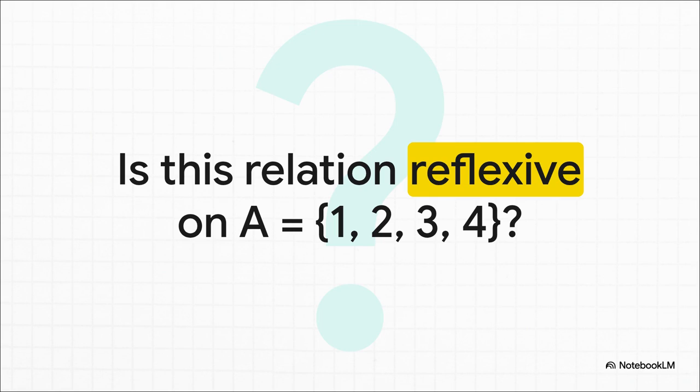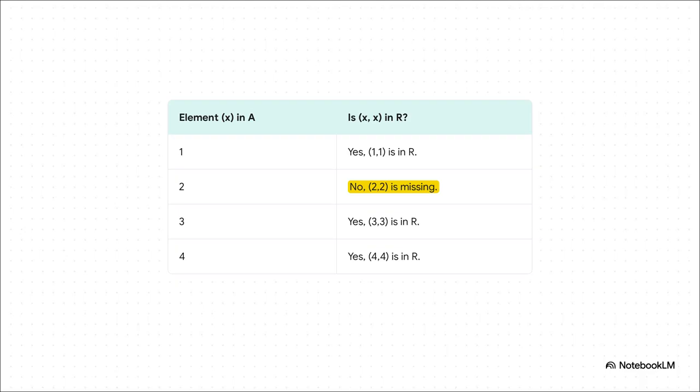Our set A is 1, 2, 3, 4. Now here the pairs in our relation are 1,1, 1,2, 2,3, 3,3, and 4,4. So looking at that evidence, what do you think? Does this relation pass the mirror test? Is it reflexive?